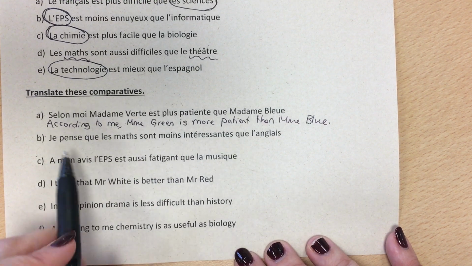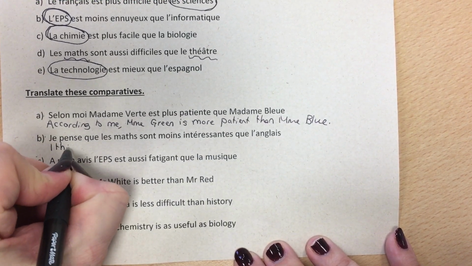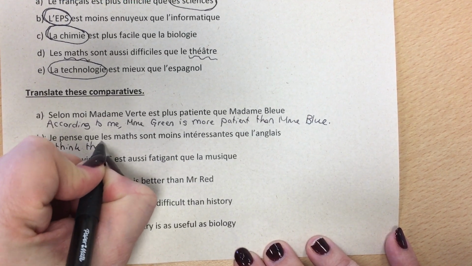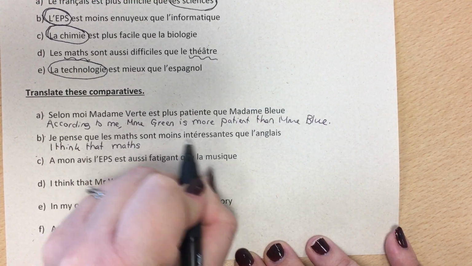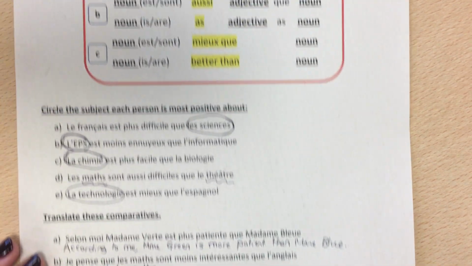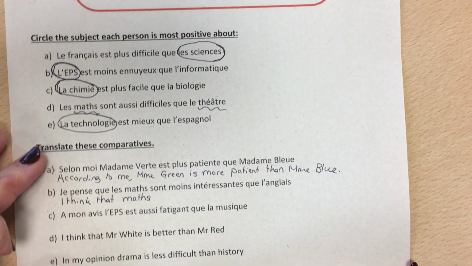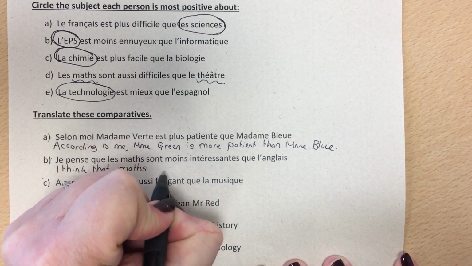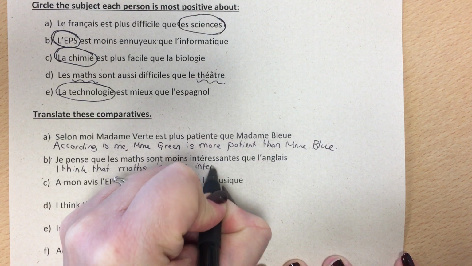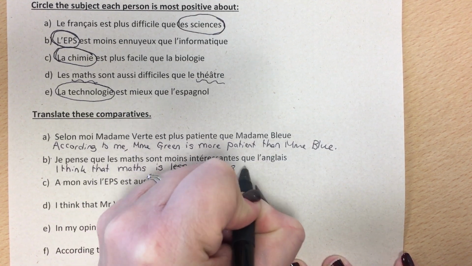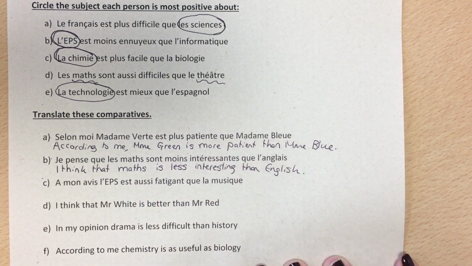Okay. Sentence 2. Je pense que, a lovely opinion starter. I think that. Je pense que les maths sont moins intéressants. We're going to check that comparative. Moins, what did that one mean? Moins meaning less. So I think that maths is less interesting than English.